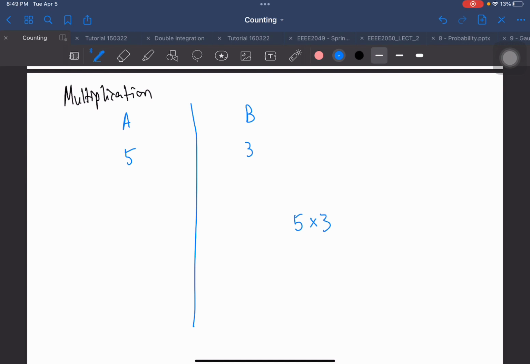Whenever you have two independent events, one occurring after another, and you want to find the number of ways of them occurring one after another, you just multiply the number of ways of each. So 5 times 3 is 15. Okay, and we are done.